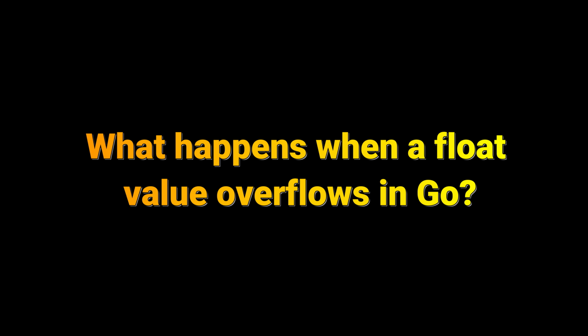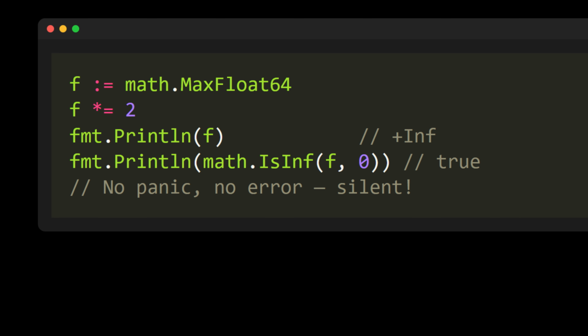When a float value becomes too large in Go, it does not cause a panic or error. Instead, it silently turns into positive infinity or negative infinity. For example, multiplying the largest float64 by 2 results in Inf. This can be dangerous because the program keeps running, but the number is no longer a real value. You must check for this using functions like math.IsInf.